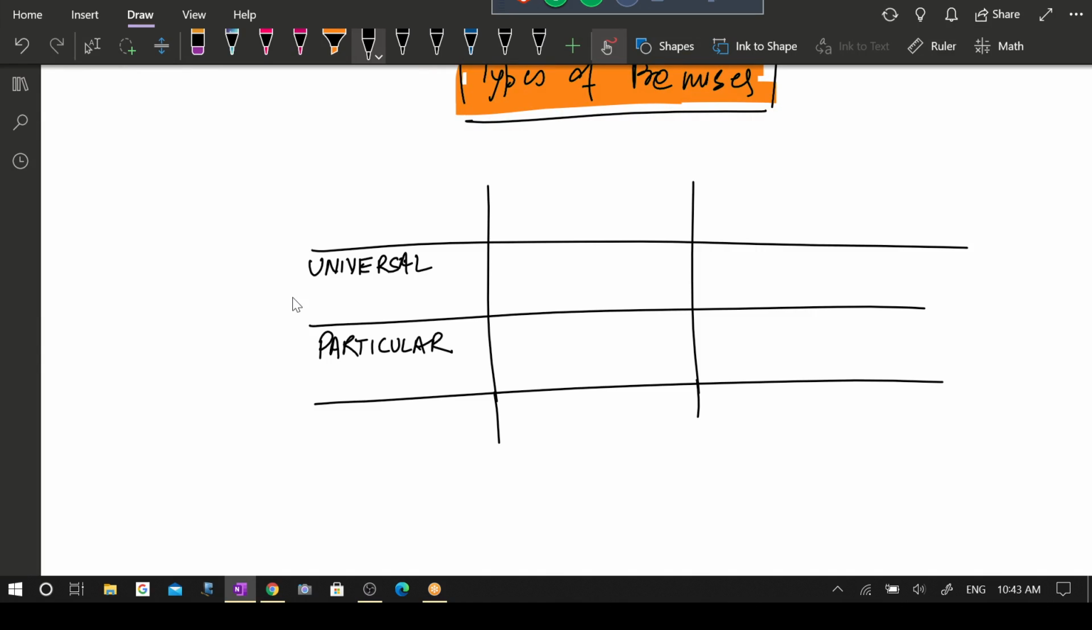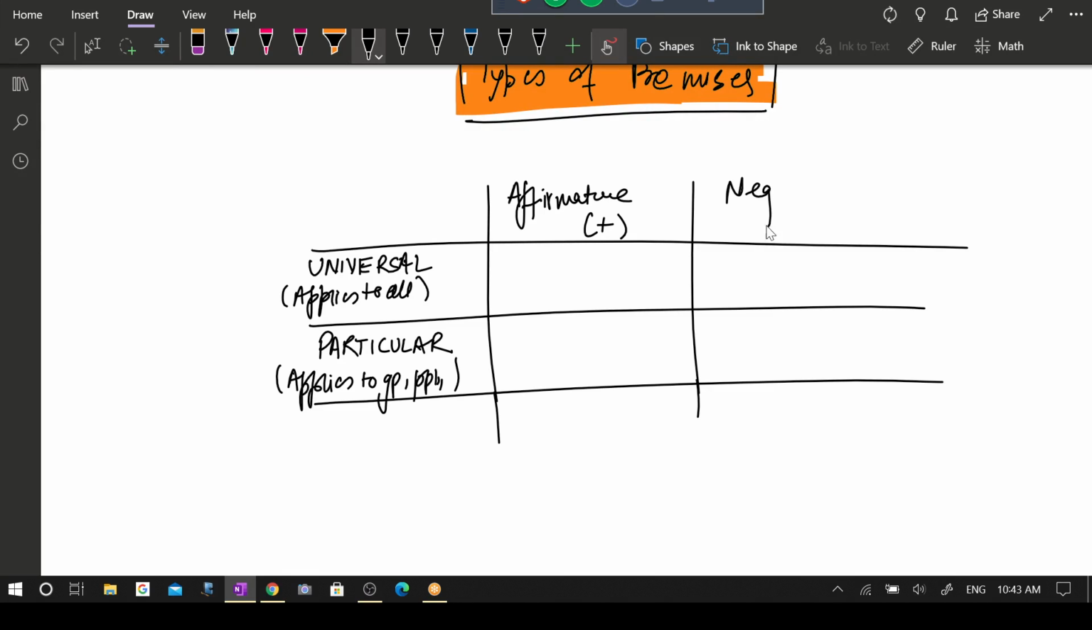So universal basically means applies to all, particular means applies to a particular group, or people or person, etc. Alright, and then universal would be, one would be affirmative, we call it positive as well, and second is negative. So negative, the sign is minus.